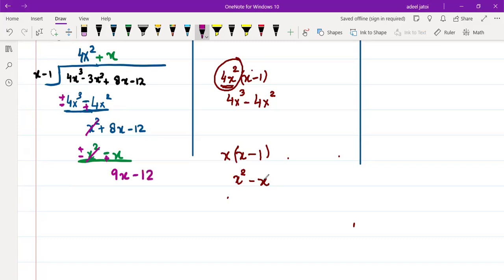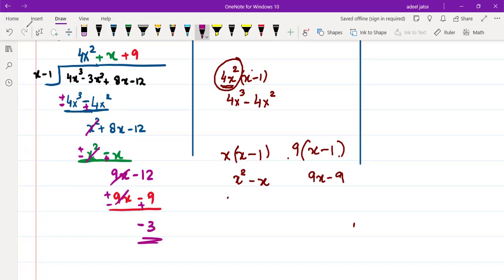Minus 12. Looking at this, again, we have x minus 1. What we multiply x with is 9, because we need 9x. So 9x minus 9. We write the value at the top, plus 9, and here 9x minus 9. Then the signs change again: plus becomes minus, minus becomes plus. This cancels. Minus 12 and plus 9 becomes what?